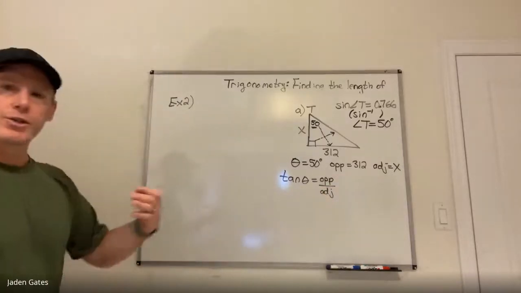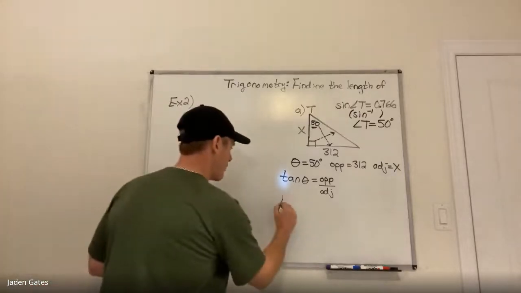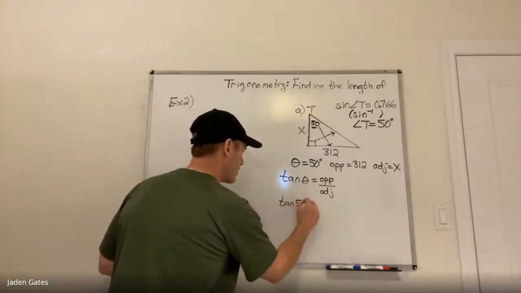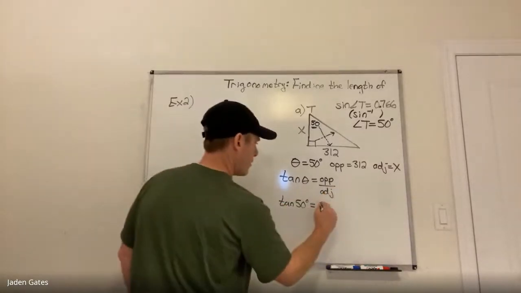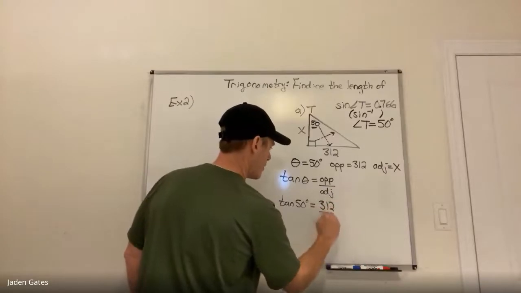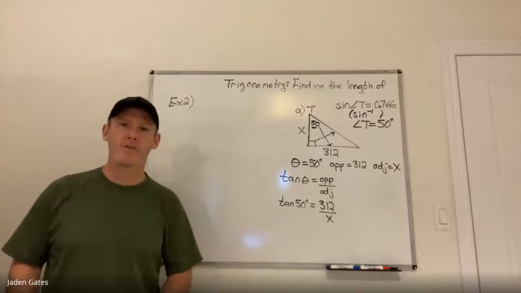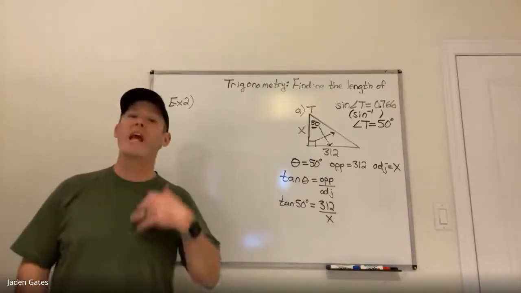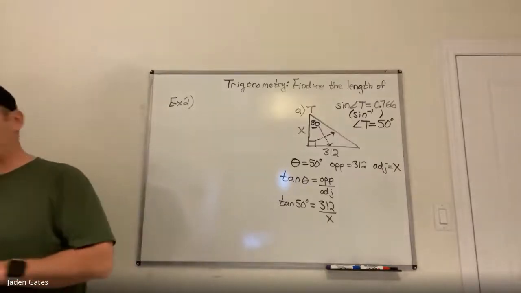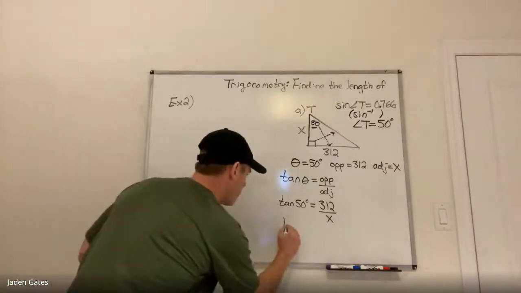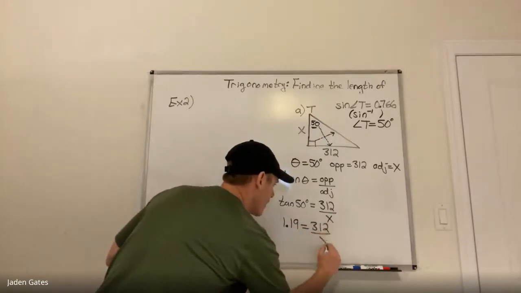All right, third step, substituting your information in and solving. So tan 50 degrees is equal to my opposite. Make sure I get these in the right order here: opposite on the top, adjacent on the bottom. There we go. Again, I go to my calculator now. Tan 50 degrees, not tan inverse. We have the angle, so we're just normally hitting tan. So I go tan 50 degrees, I get 1.19. And again, that equals our 312 divided by x.